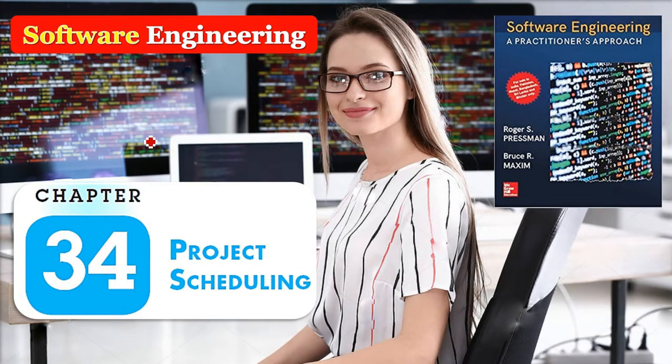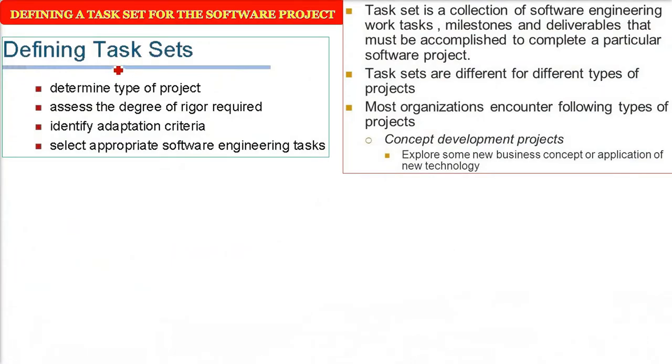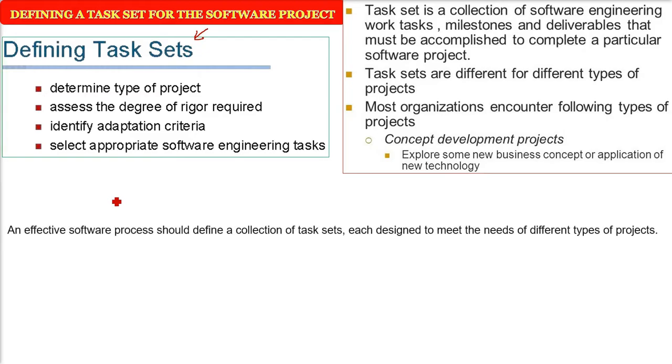In software engineering, we are taking chapter number 34, project scheduling. Defining a task set for the software project. Now, for any work to schedule, that work has to be compartmentalized, given time, and properly arranged so that it can be tracked and controlled. So an effective software process should define a collection of task sets.